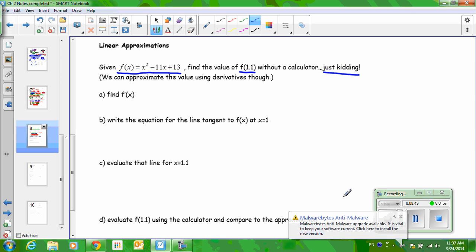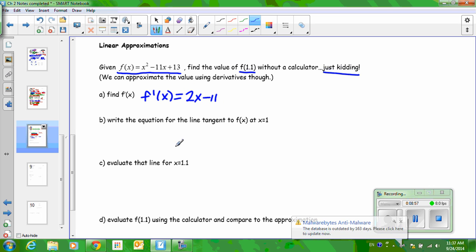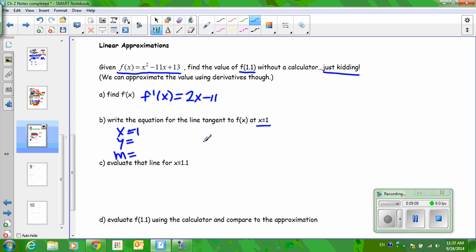So what we're going to do instead is we're going to first just find the derivative. You should be really comfortable with this by now. You get 2x minus 11. Then we're going to write the equation of the tangent line at x equals 1. Now remember, you need your x, which we got. We're going to have to find the y, and we're going to have to find the slope. So the y, you always go back to the original. So the y is just plain old f of 1. So that would be 1 squared minus 11 plus 13. Okay, that's 3. So that's the y value.